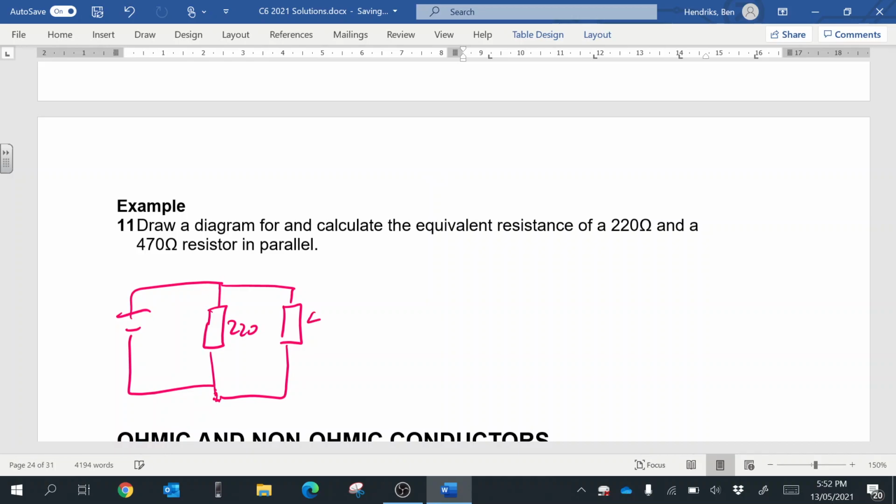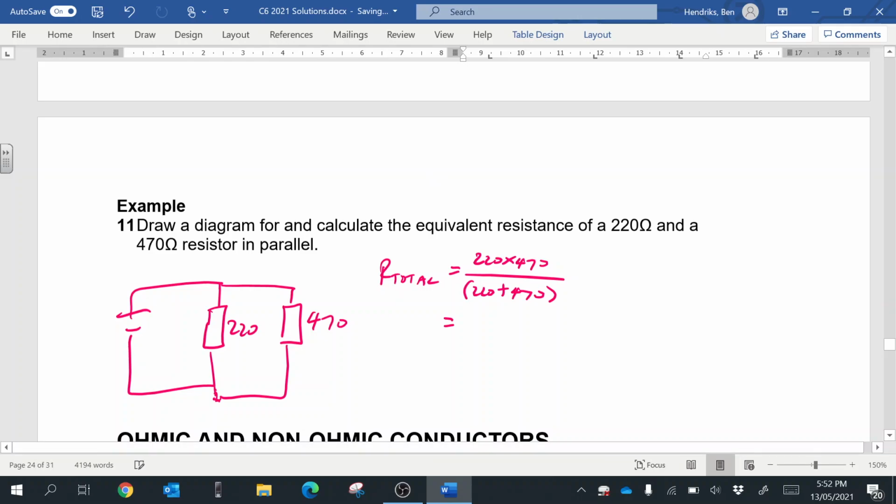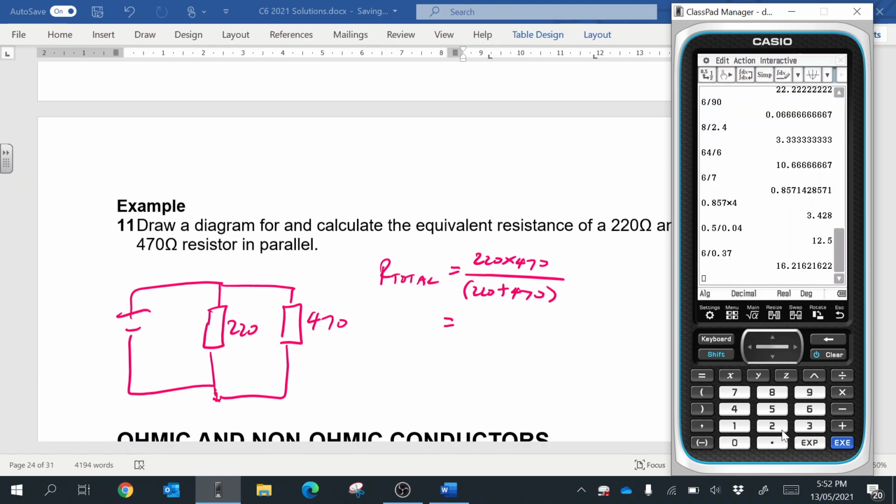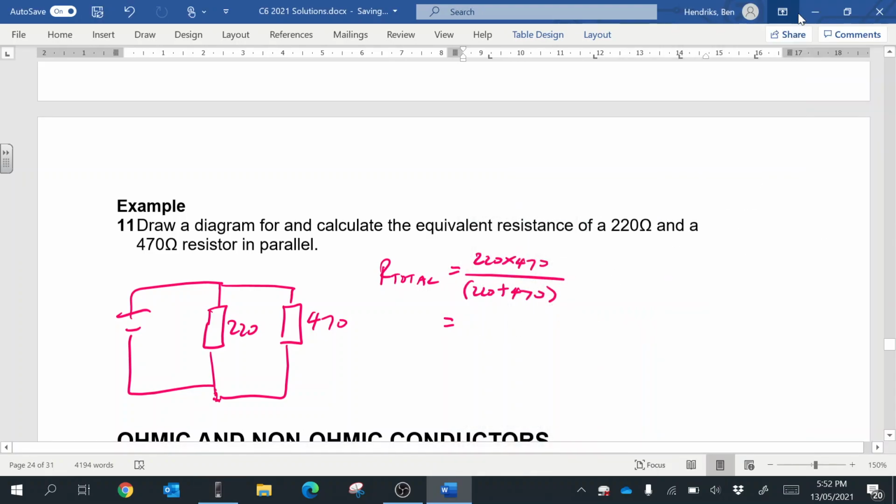This is 470. So this time the R total is going to be equal to 220 times 470 over 220 plus 470. And when we put that into our calculator, we have 220 times 470 divided by 690. So it ends up being 150 ohms.